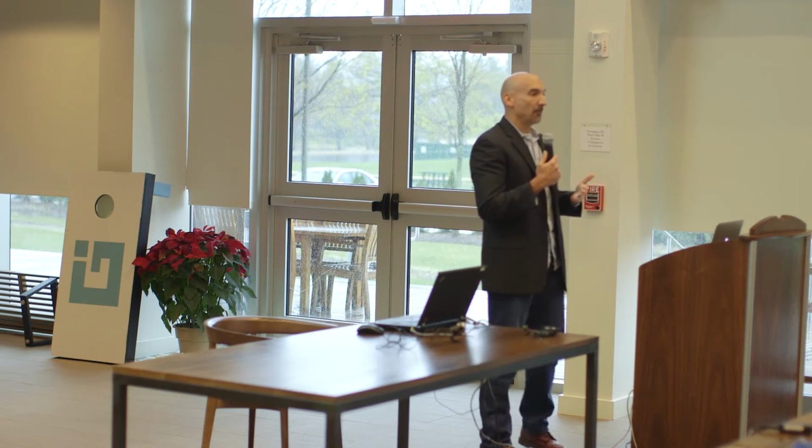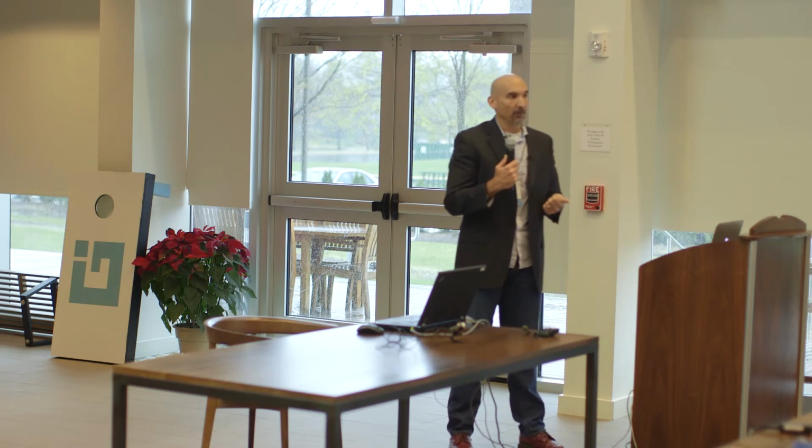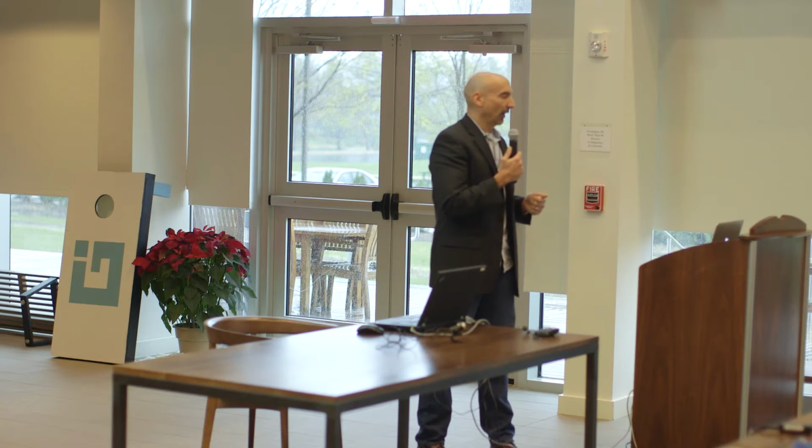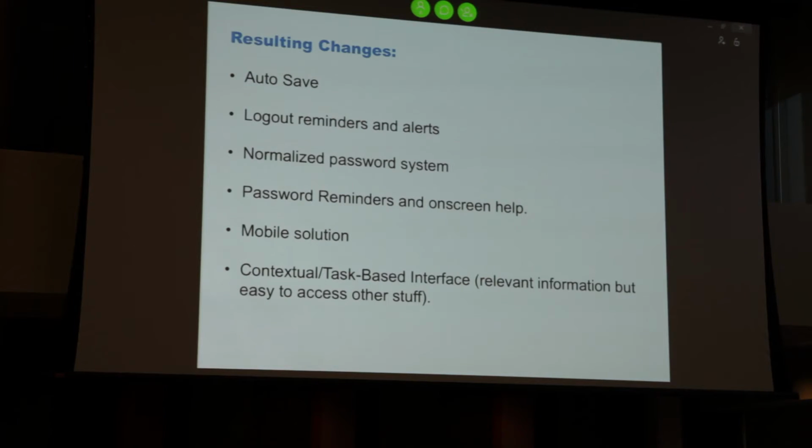So what we walked away with from this interview are very specific requirements, not things like it would be nice if the buttons were nicer or there should be more photographs, but things like autosave, log out reminders and alerts, password reminders. There should be a scaled down mobile solution, a contextual task-based interface, right? These are very specific requirements that you can actually build on and will actually provide some value to the user. Although, I guess there's nothing wrong with pictures of small furry animals on it. Whatever, if you like that.